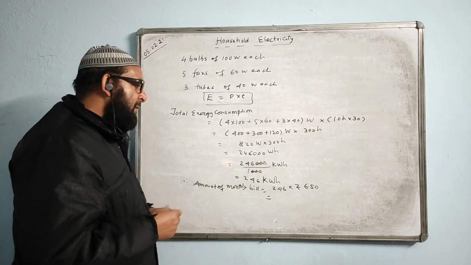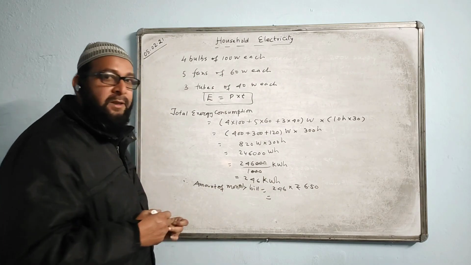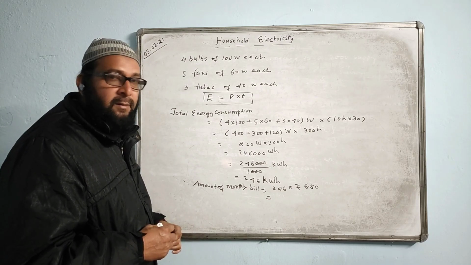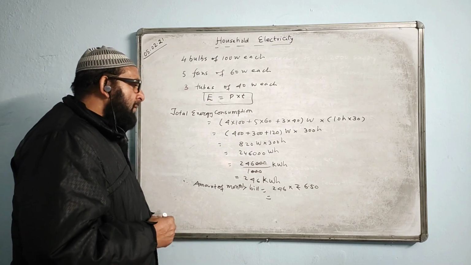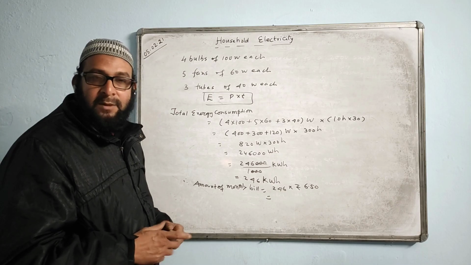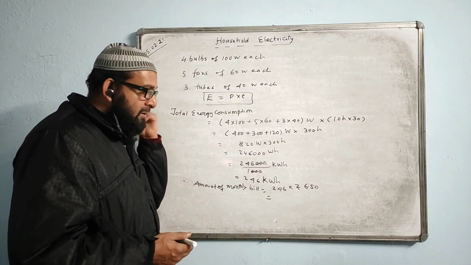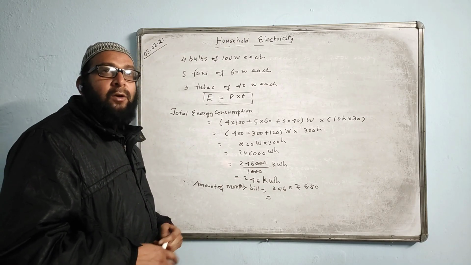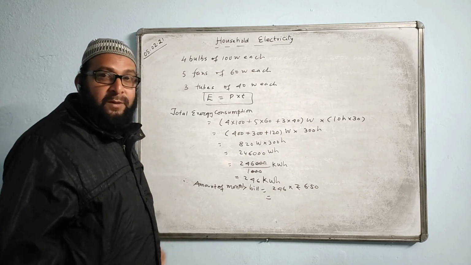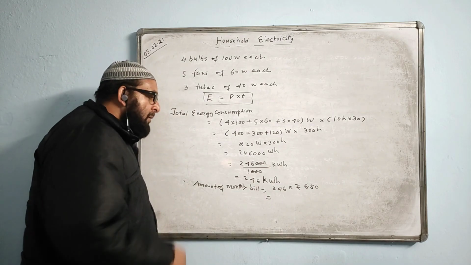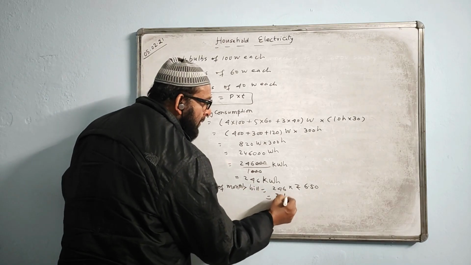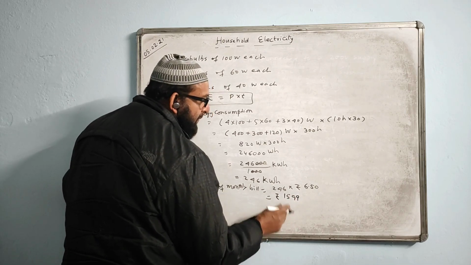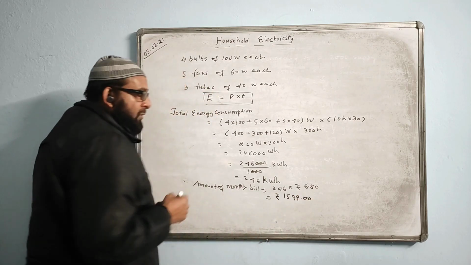What is the answer? Have you done the calculation? 246 into 6.50, how much is the answer? Tell me. 246 into 6.50, how much is your answer coming? Do you have a calculator? Anyway, you can calculate later on, see how much the answer is coming. But if the answer comes as a whole number, we are supposed to write that .00. 1599. Okay. Then we have to put .00.